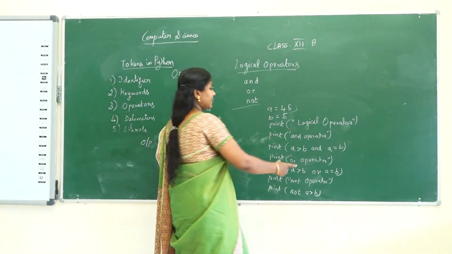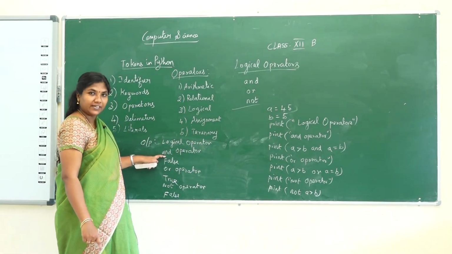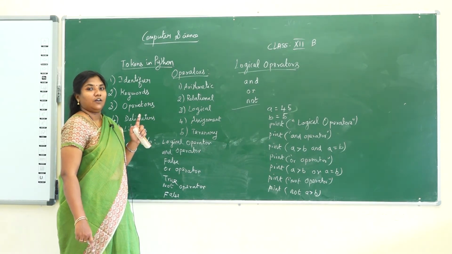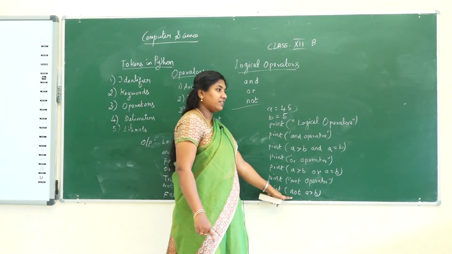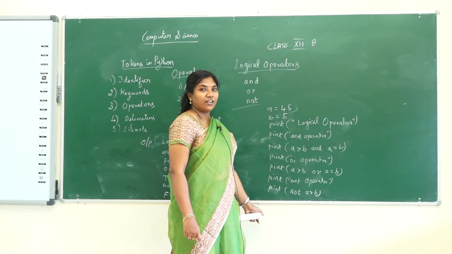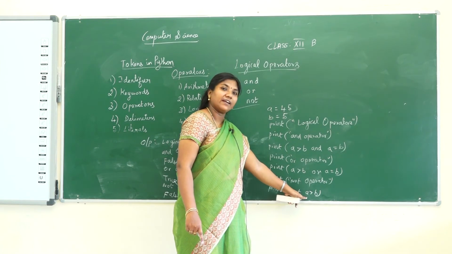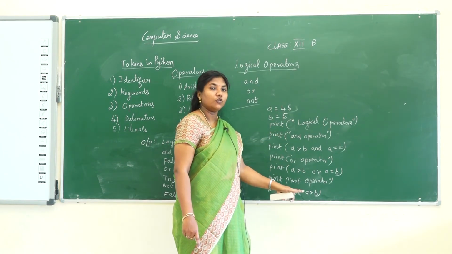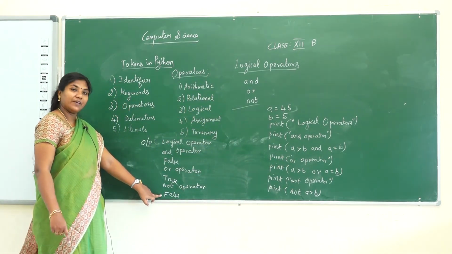If both the conditions are true, then only we will get true for the AND operator, and if either one of the conditions is true, then we will get true for the OR operator. But the NOT operator gives the opposite: if it is true, it gives false, and if it is false, it gives true. Here A greater than B is true, since 45 is greater than 5. So NOT of true is false, and the output will be false.